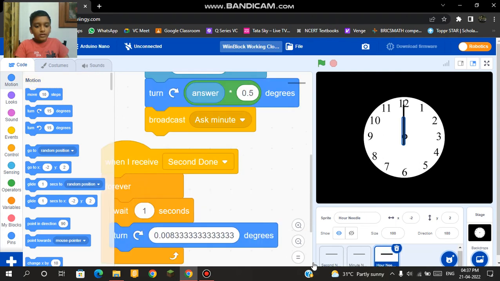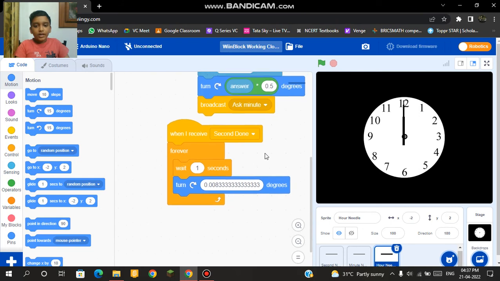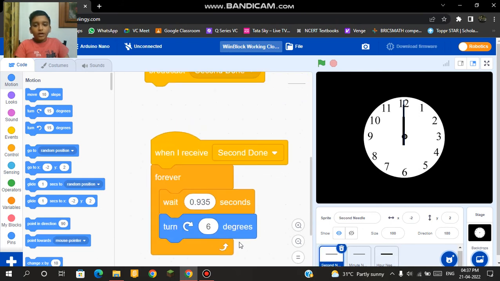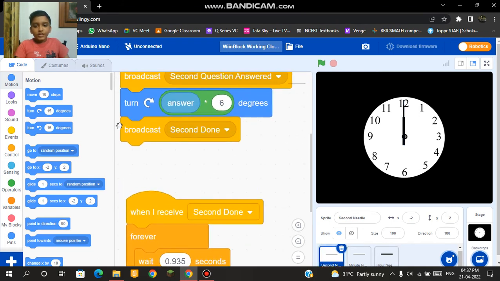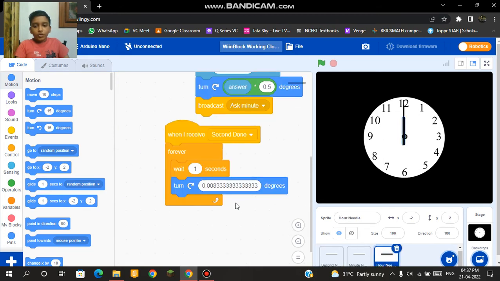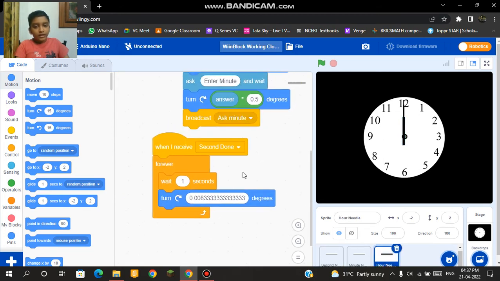So next, in the hour needle it will receive second done which was broadcasted by the second needle, which as you can see it is here. So when it receives second done, it will go in a forever loop with wait 1 second and turn clockwise a fraction of a degree.